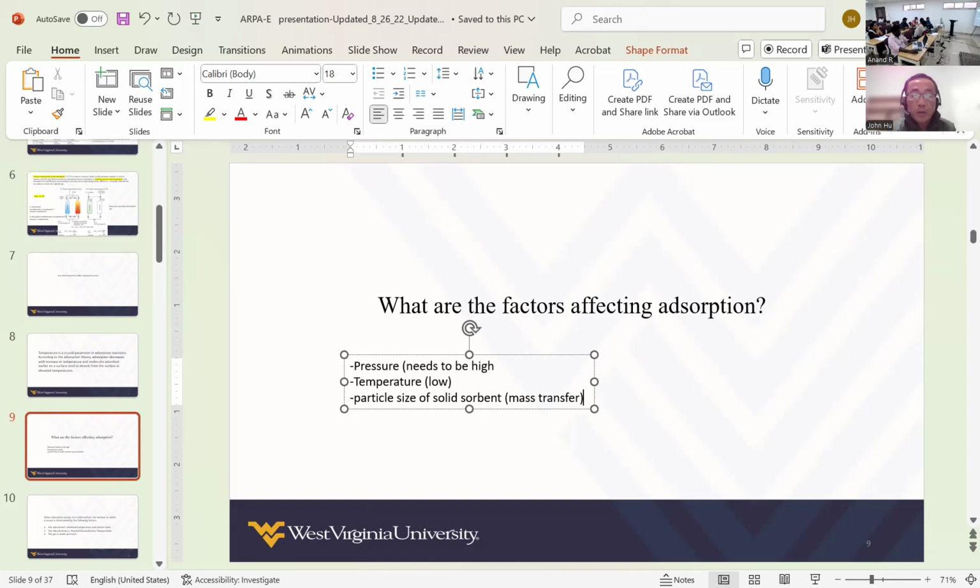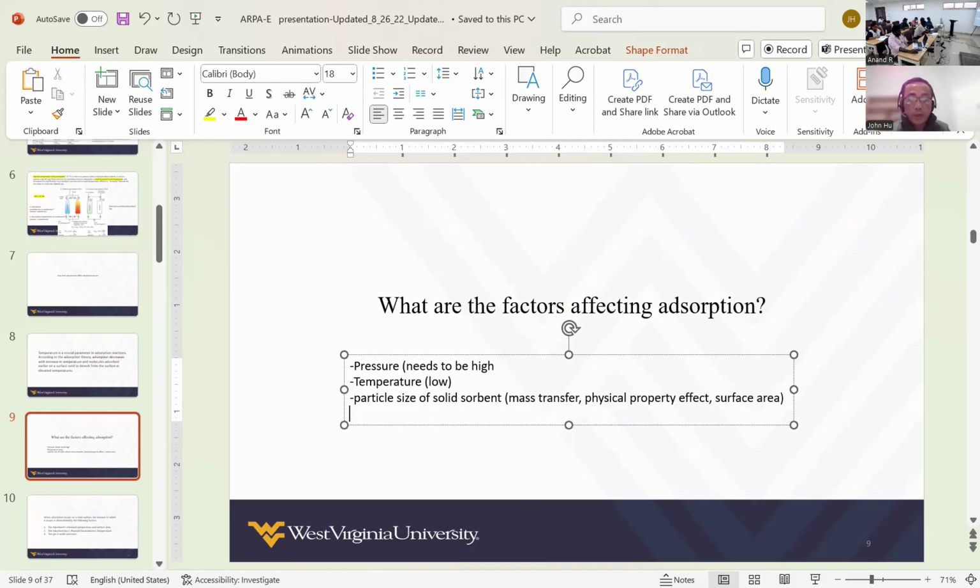Or mass transfer, or I would say a physical property effect, like surface area. The smaller the particle, the larger the surface area, and the easier for the material to access. Very good. So particle size of the solid sorbent. What else?